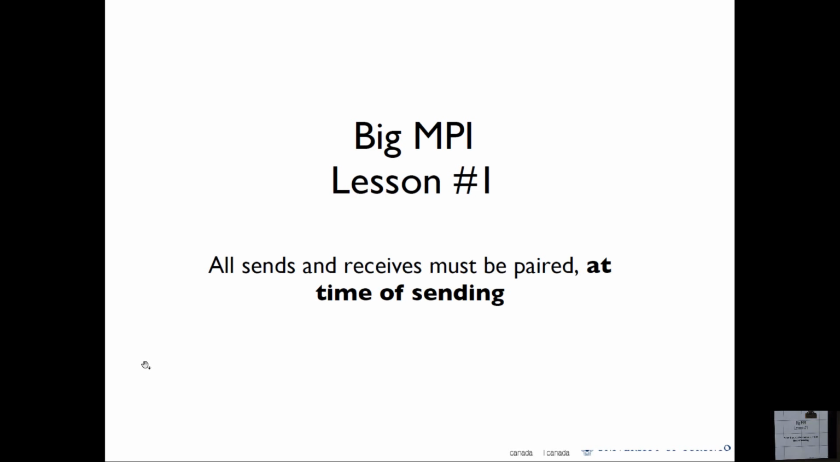So all sends and receives must be paired at the time of sending. For these blocking type messages, it just means that you have to make sure that the flow in your loop, or in your code, is such that they can all get there and continue on in some sort of progression. And if you have any of these loops, you've got to make sure that you've put in a case or some sort of way that it will avoid that type of condition.